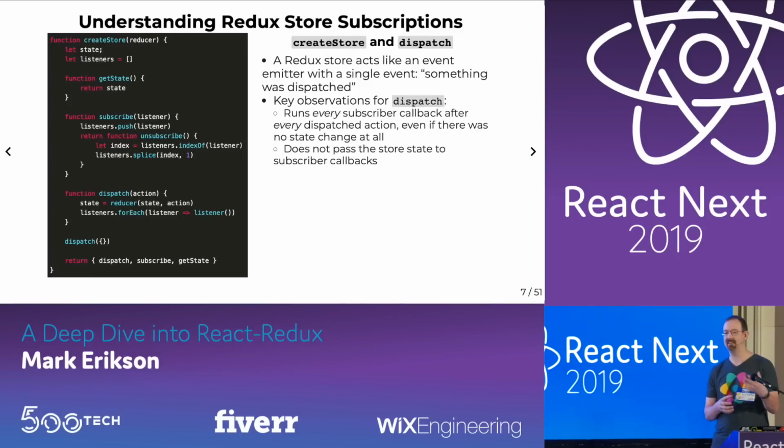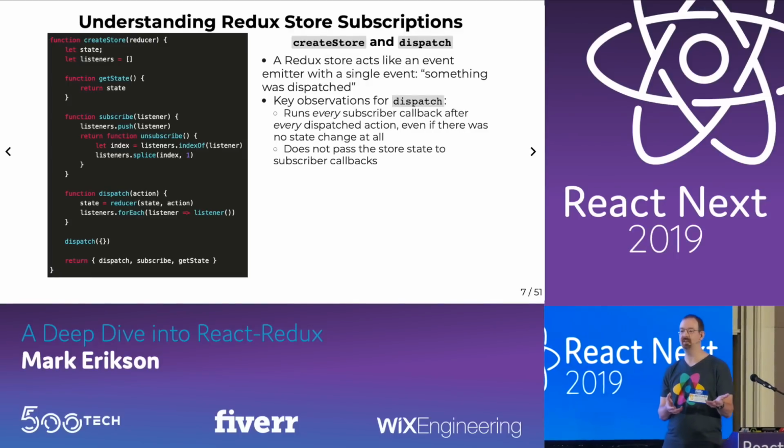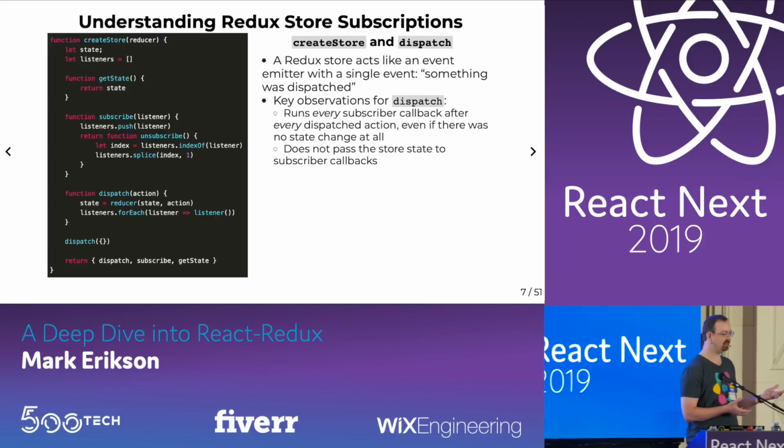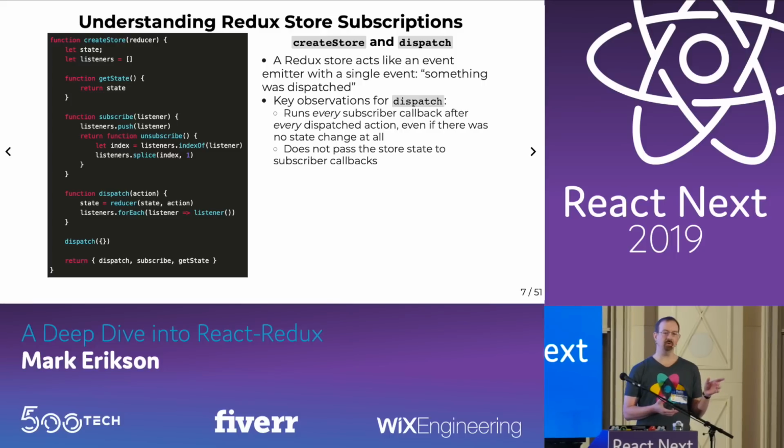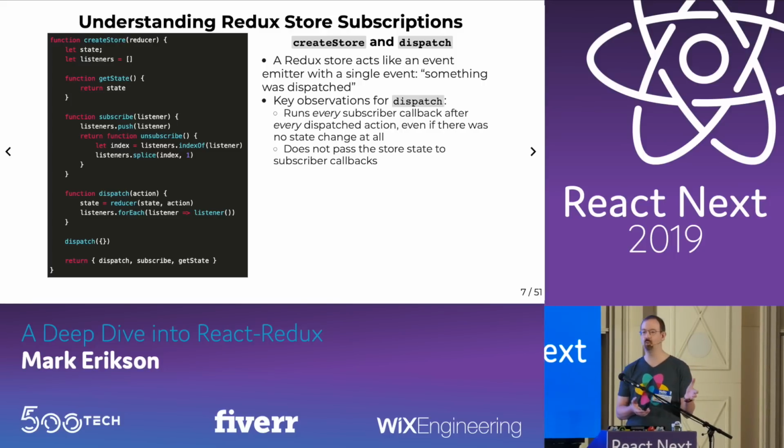And so if you look at that example implementation of dispatch internally, you can see that all that it does is it runs your root reducer function, and then it runs all of the listener subscription callbacks. And you notice that it runs all the callbacks every time, and it also does not pass the store state into the callbacks.